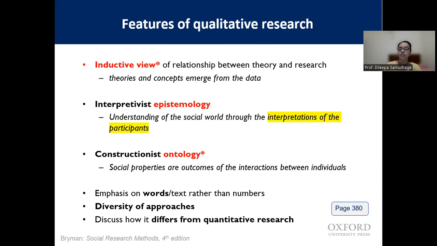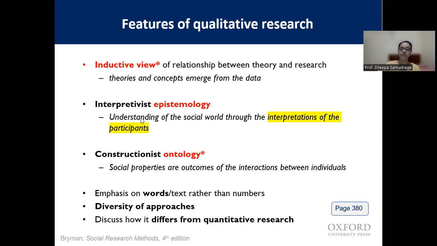So for an example, maybe you want to study a particular situation. So then you go to that setting and you collect data from that setting, and from the data you try to come up with a concept or theories, right? Inductive view does not start with a theory. Inductive view means you derive theories from the data that you have, right? That is the other way of the deductive method, because in the deductive method, in quantitative study, you start from the theory, right? You test the theory using the data. But here you come up with the theory using your data, right?